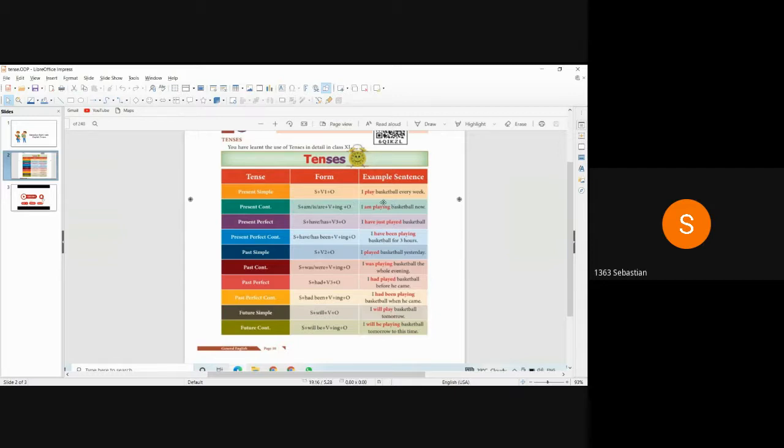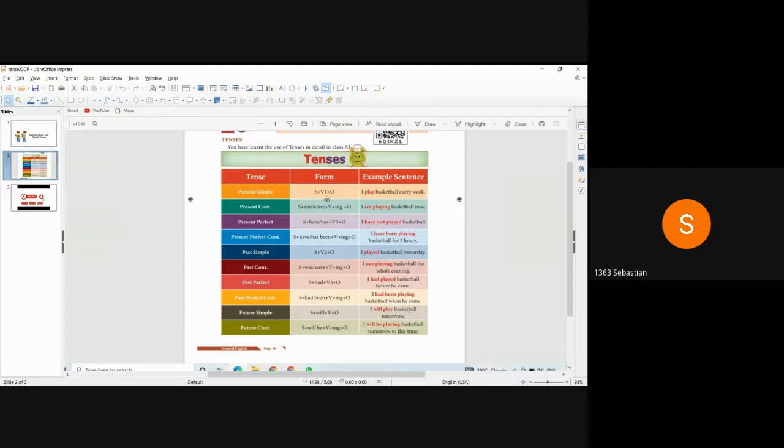So every week is the specific time. A specific time is used with the simple present tense: every week. I is the subject, play is the present form of the verb play, basketball is the object. For the completion of the meaning, every week is mentioned.